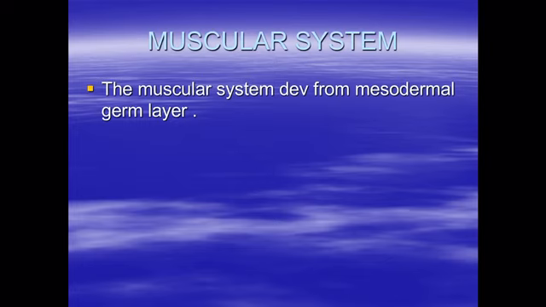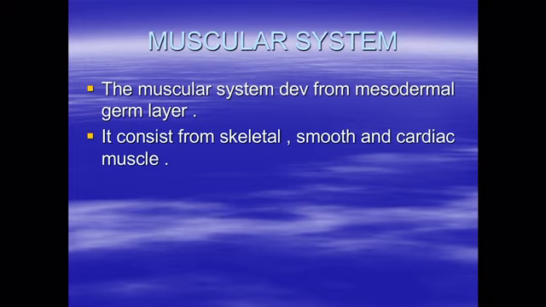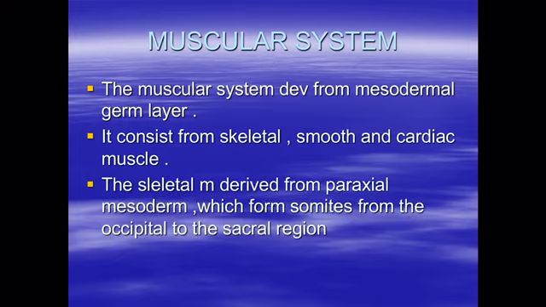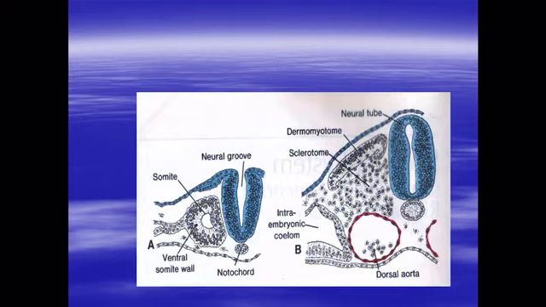Regarding the muscular system, it is developed from the mesodermal germ layer. It consists of skeletal, smooth, and cardiac muscle. The skeletal muscle is derived from paraxial mesoderm, which forms somites from the occipital to the sacral region. This is the somite. And this is the sclerotome.